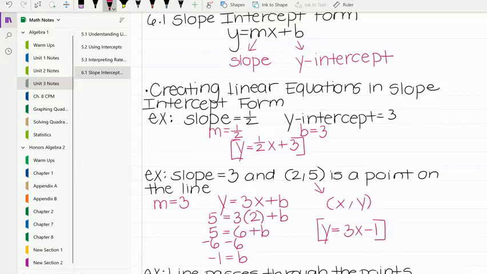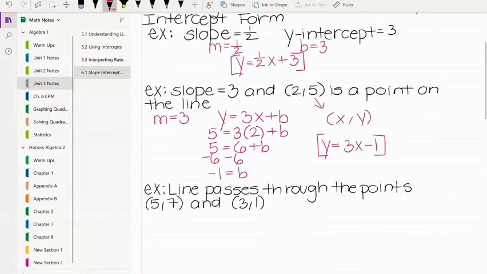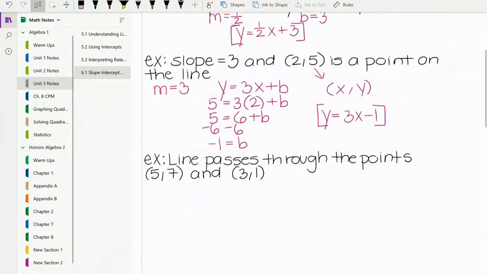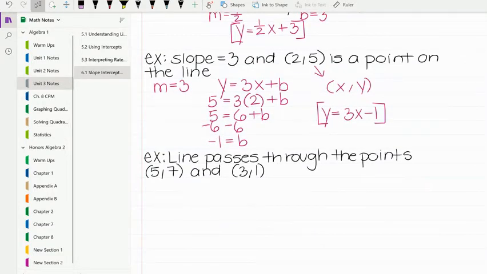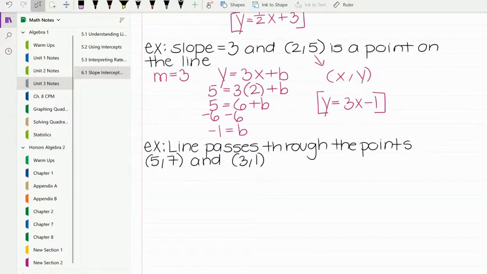So that would be our level 2, right? We're given the slope, we're given a point. Now our level 3 would be given no slope and no y-intercept. In this case, we just have 2 points. Luckily, in 5.3, we learned that you can find the slope between 2 points. So that's going to be our first step.